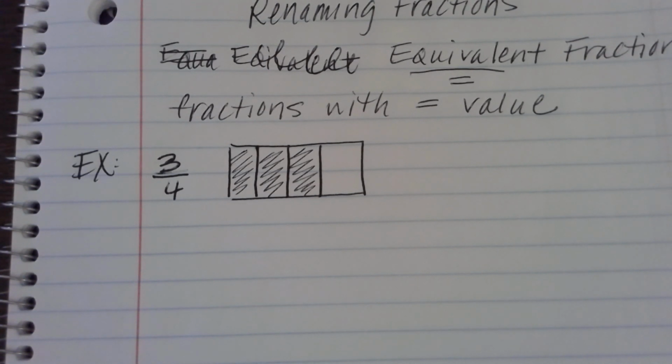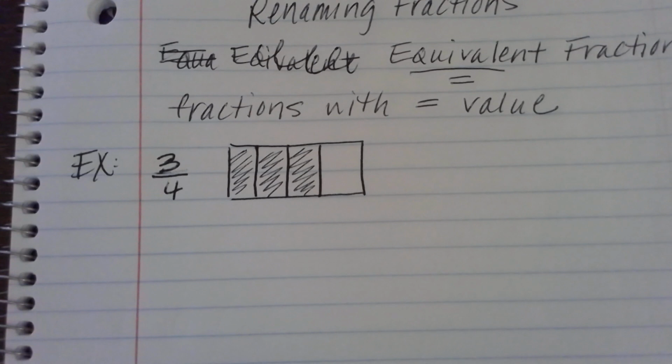Now, if I want to change this fraction into a completely different fraction, but it has to be equal in value to 3 out of 4, there are a few things that I can do. As I am looking at this, one thing that I noticed right away that I could do just to my visual. Well, does anybody want to guess? What can I do to this right away just to change it but keep it an equal value?